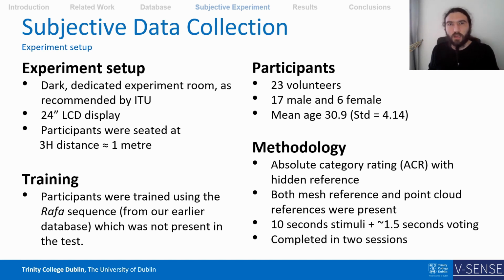We use the absolute category rating with hidden reference methodology. Both mesh reference and point cloud reference were present in the test. Each stimulus was 10 seconds long. The experiment was completed in 2 sessions, each of which did not exceed 30 minutes to avoid visual fatigue.